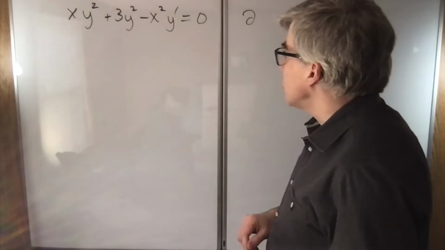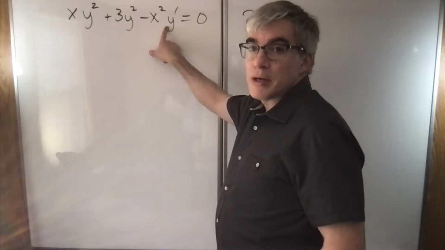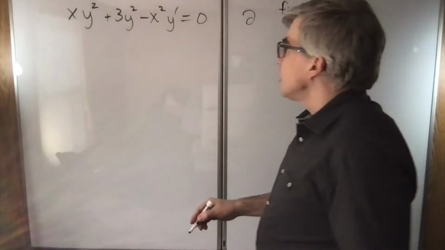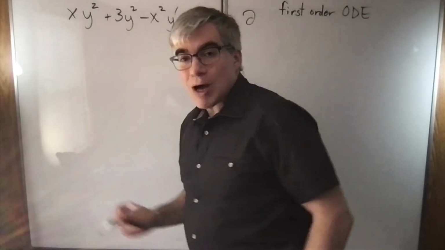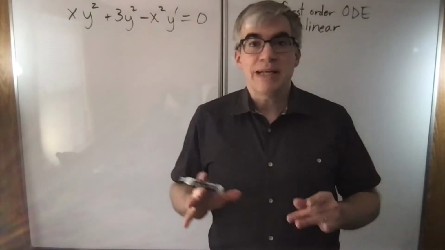We look for the highest number of derivatives. There's only one prime here. So this is first order. Is it linear? No, because the y's are squared. Okay, nonlinear narrows it down a lot.